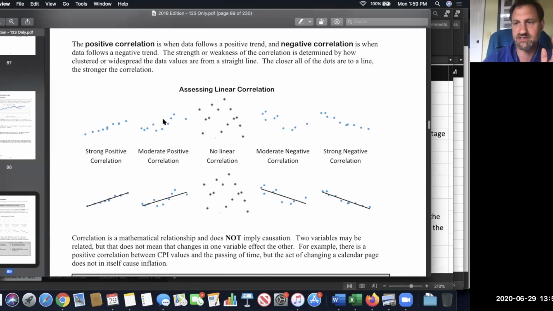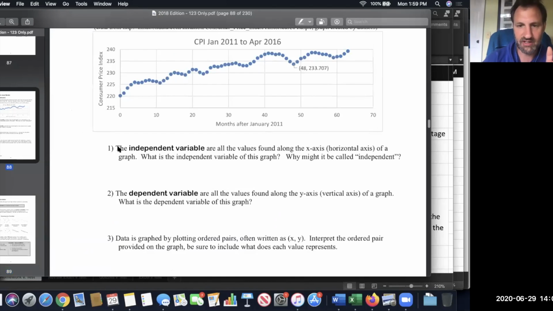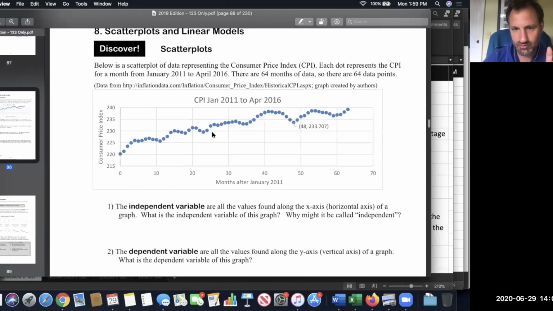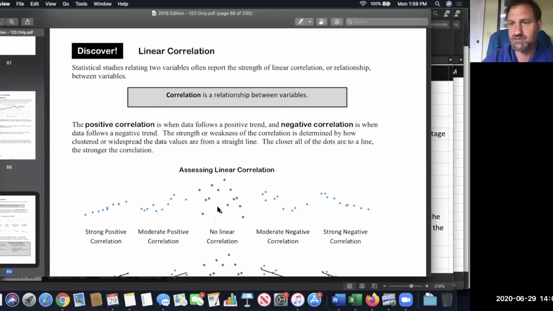And I would say this CPI thing is more moderate, because even though I could imagine putting a ruler down through this, and yes, it's generally going up, a lot of fluctuation. So I would call this a moderate positive relationship. And then in the middle, you have things that don't have a relationship. Like there's no real correlation between these two things.